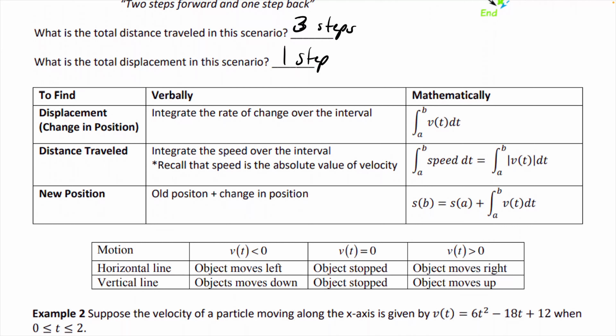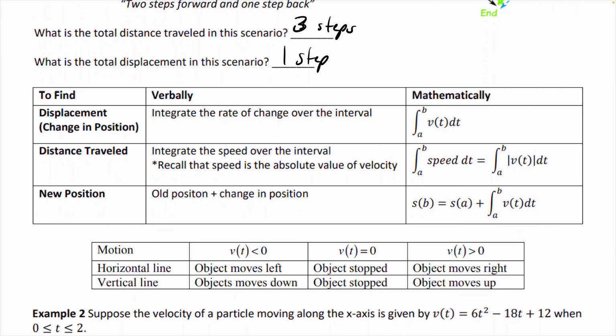New position, that's one we're going to see quite a bit. New position, where are you at now? You take your old position, and then you add whatever the change was. So how do we do that mathematically? We take our old position, where you were at to begin with, and then you add in your displacement. That's how we're going to do that. We're going to be doing those a lot, mainly new position, because they're going to be asking about that.